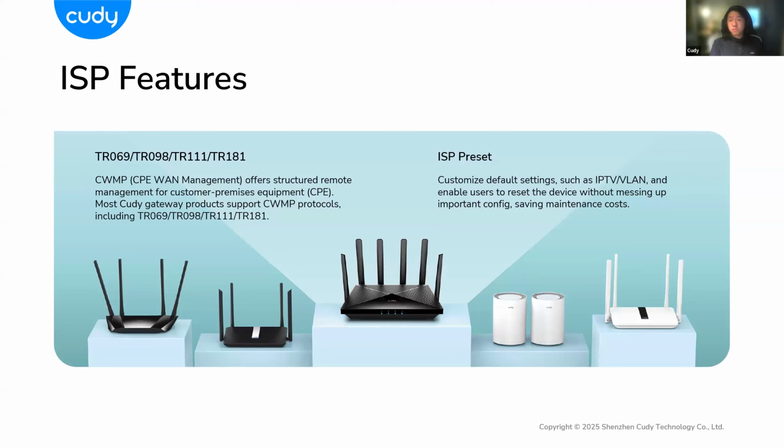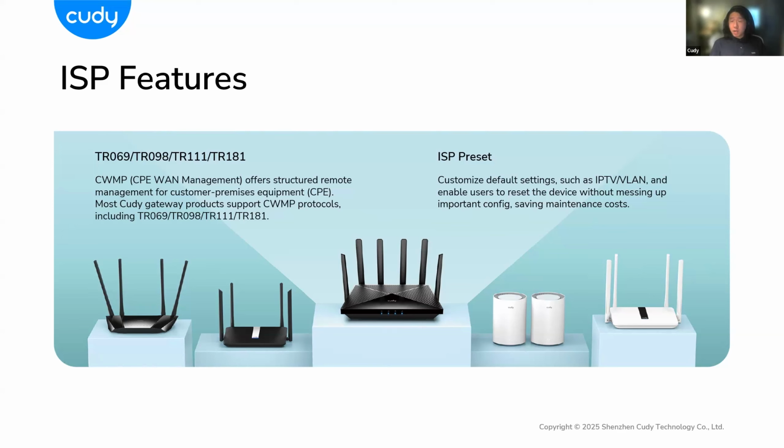There are two useful ISP features I'd like to introduce. ISP clients may ask for features that help them do quick deployment, saving deployment fees. TR-069, or CWMP, on the left can help them do that. They just give the router to their customers, the customer plugs in the line, and everything is set up. That's the feature we provide on almost all router models.